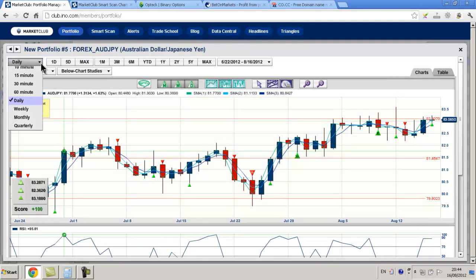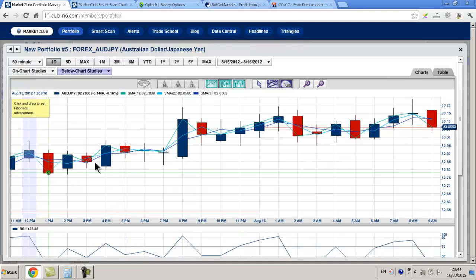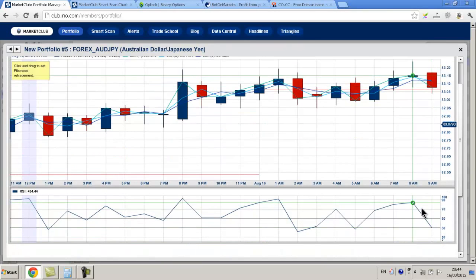But let's go down to a 60-minute chart. Okay, let's put this one on a 1-day. Even though everything was looking good, there were a few nice trades there a couple of hours ago, but now look at our simple moving averages. They've come up and they're moving down. If I look at my relative strength index, well, it's moved down. It's at 30. Anything 30 and below, that means I'm looking to sell. But on this trade here, we're actually looking to buy.